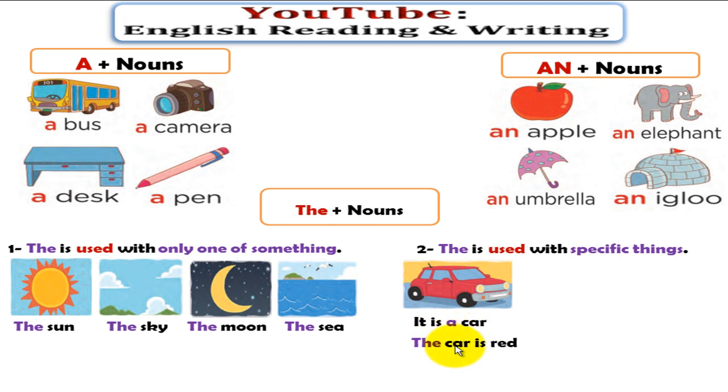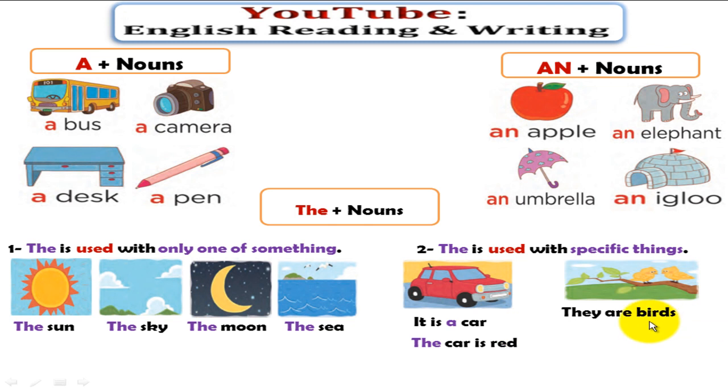The car is red. Another example, they are birds. We are talking about these birds in the picture. The birds are yellow. We have used the because we know which birds we are talking about. The birds are yellow. And that's all concerning the use of a, an, and the.